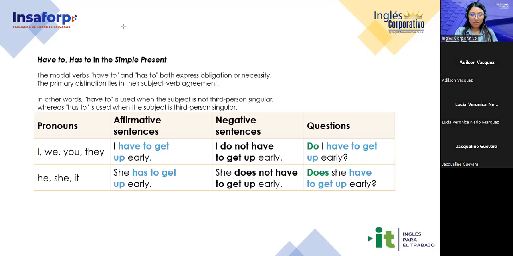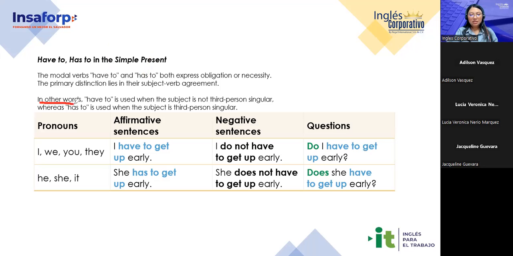Okay, excellent. The modal verbs have to and has to both express obligations, or they can also express necessity. The primary distinction lies, o recae, en el subject and verb agreement. Lo que nos quiere decir, la diferencia entre have to and has to es el subject verb agreement. O sea, que tiene que coincidir la conjugación del verbo con el sujeto. He, she, and it van a ir con este has to. I, you, we, and they con have to. Esa es la diferencia entre have to and has to. Que unos acompañan a la tercera persona y la otra expresión al resto.